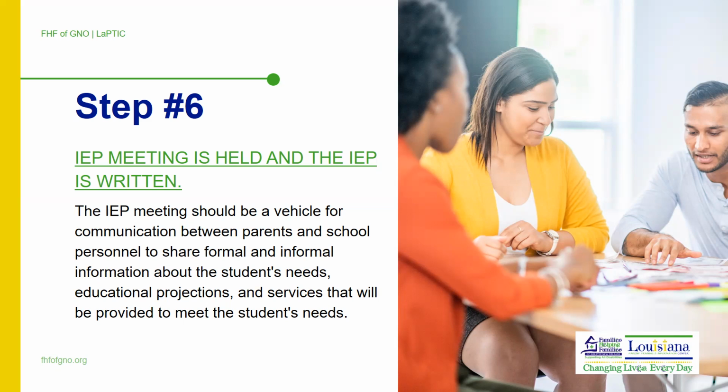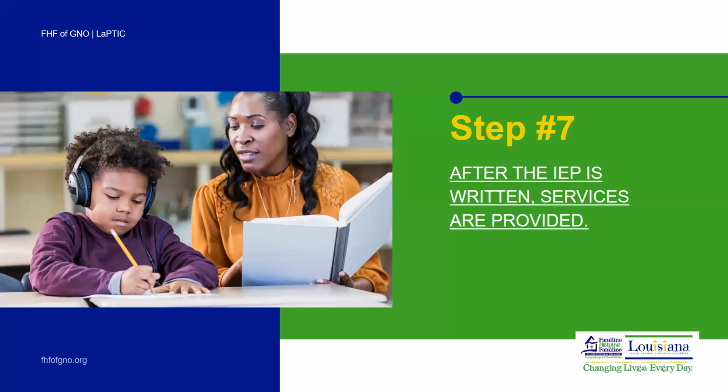Now we're going to go over what happens once the IEP is completed. Step 7, after the IEP is written, services are provided. The school needs to now make sure that the child's IEP is carried out as it was written. Parents are given a copy of the IEP, and each of the child's teachers and service providers should also be given access to the IEP and should know their specific responsibilities for carrying it out.